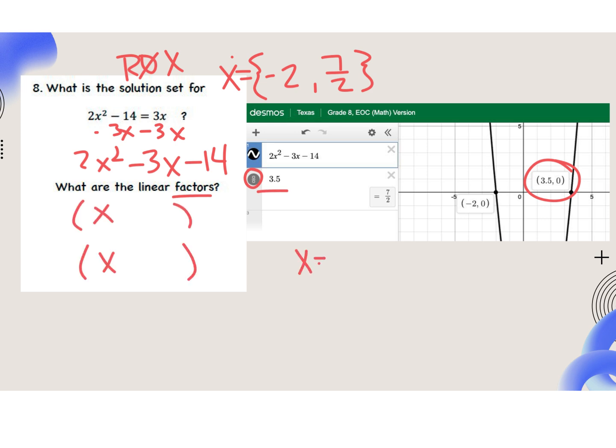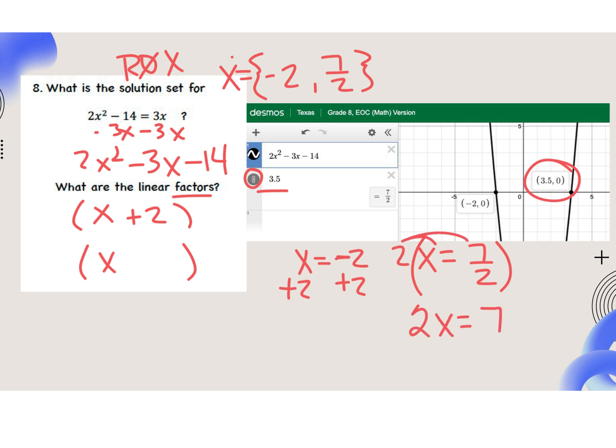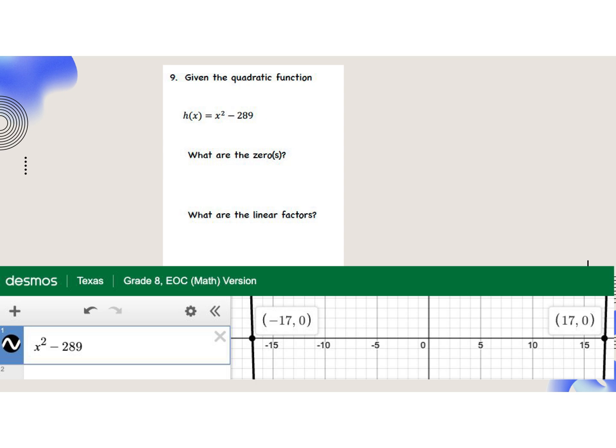So if I have x equals -2, to move it over, I need to add 2. So there's one of my factors. I also have x equals 7/2. So again, to undo a denominator, we're going to have to multiply by it and then move our number to the other side. It's a +7, so it's going to become a -7. So again, your signs on your roots and your factors should be the opposite.